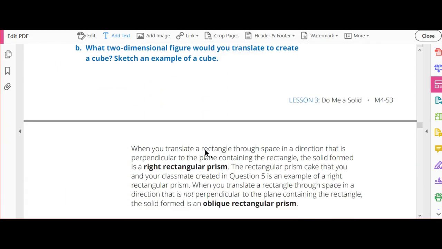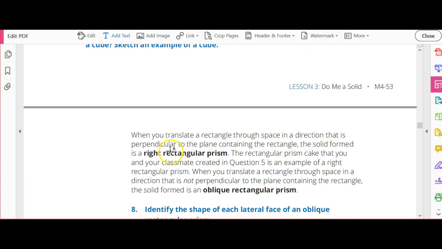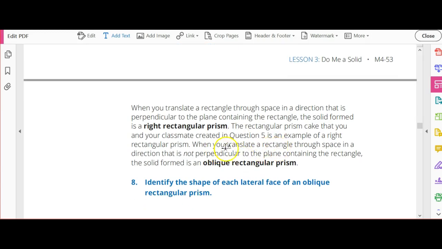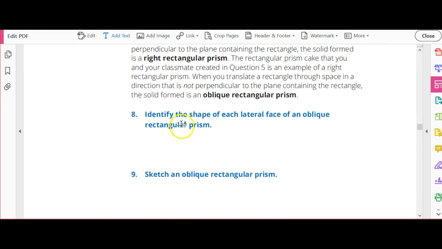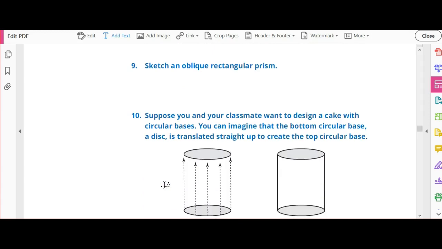So it says when you translate a rectangle through space in a direction that is perpendicular to the plane containing the rectangle, the solid formed is a right rectangular prism. When you translate a rectangle through space in a direction that is not perpendicular, then the solid formed is an oblique rectangular prism. All right, identify the shape of each lateral face of an oblique rectangular prism. So that would be a parallelogram. And I'm not going to sketch that. I think we've sketched enough of those.